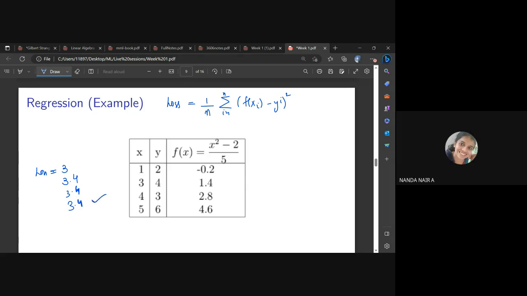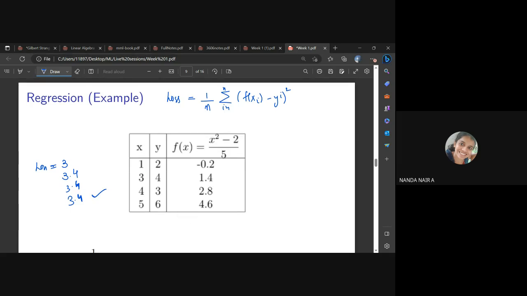Ma'am, my question is, here for each value of x you have y. Let's say you're only taking one value of x, that is 1. Then you have y equal to 2. And when you're using the model and implementing it, you're getting the answer as 0.2. In that case, the loss will be (0.2 minus 2), that is 1.8, whole squared. Whatever that value is, you will get that as the loss. What is your f(x)? Is your f(x) the same as x squared minus 2 by 5?